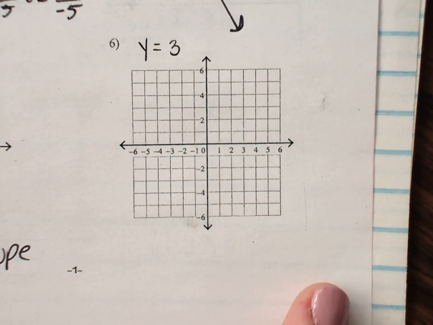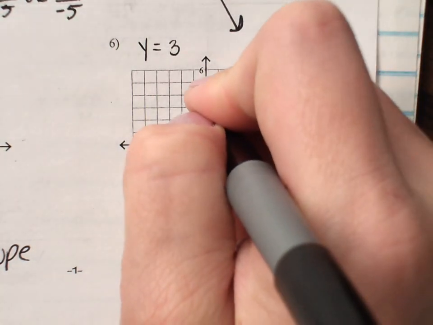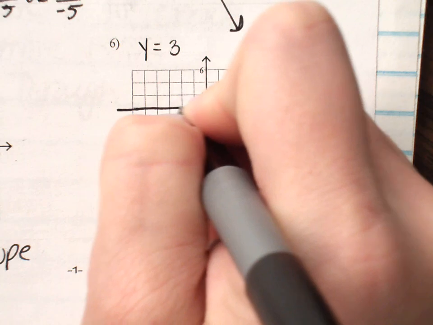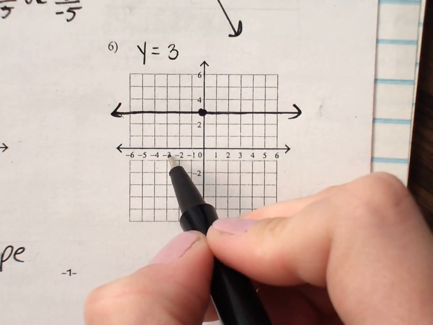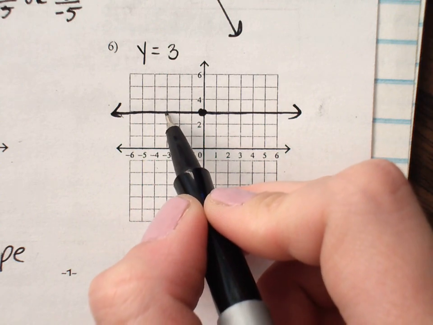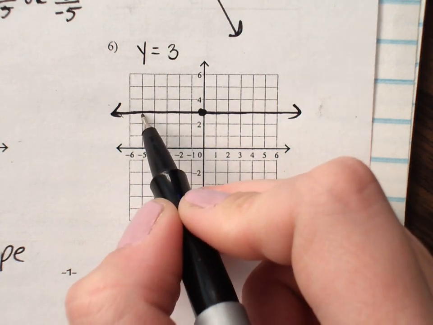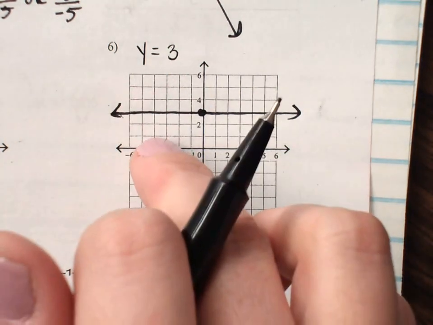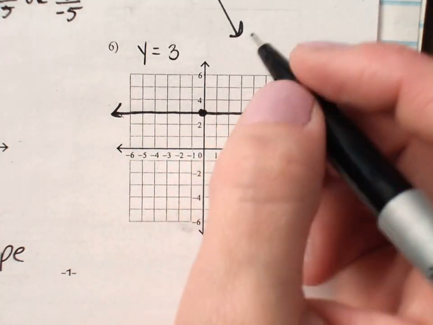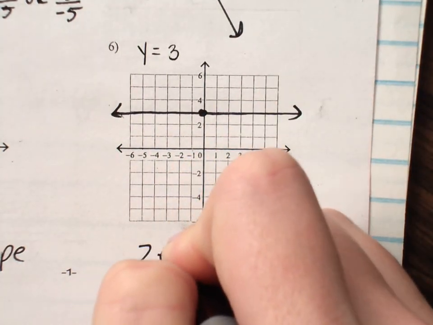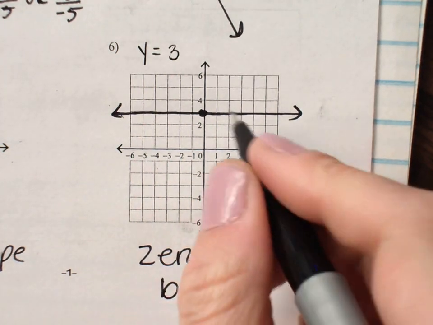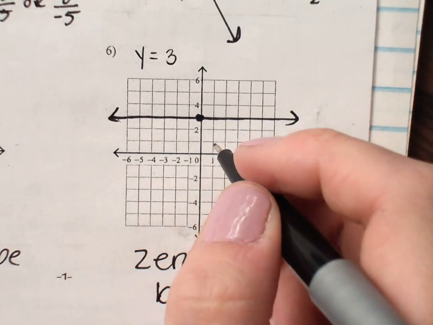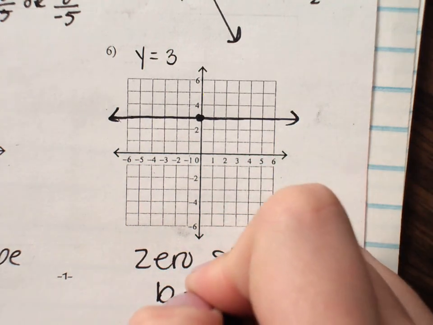Number 6, if we had y equals 3, we're going to look for everything where y is 3. So if I would graph y equals 3 like this, no matter what point I use, you go negative 3, up 3. Negative 5, up 3. Your y point will always be 3. So this is a 0 slope. And this one does have a y-intercept because it crosses the y-axis at 3.